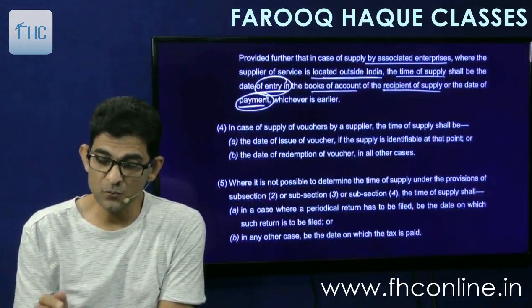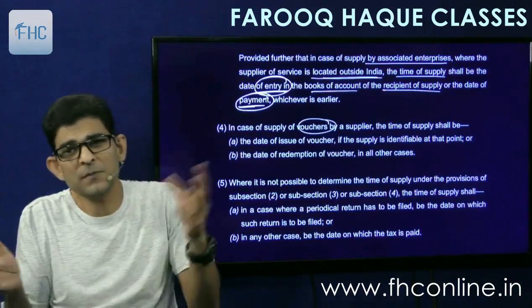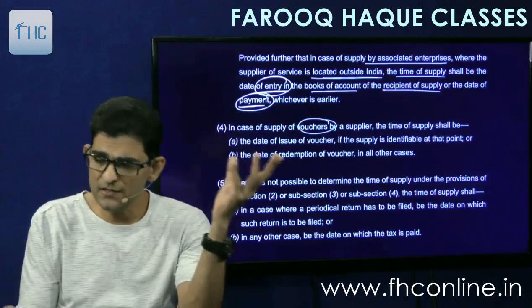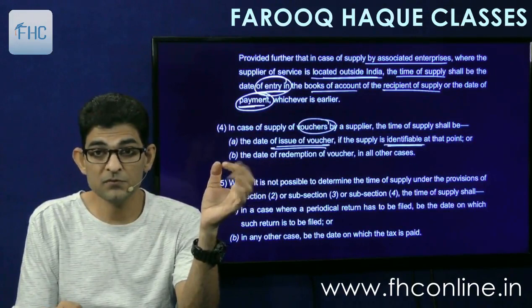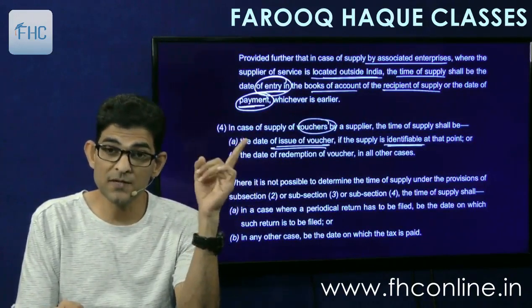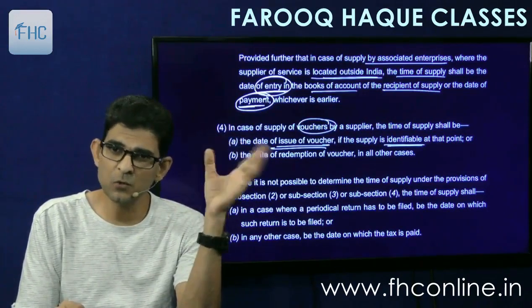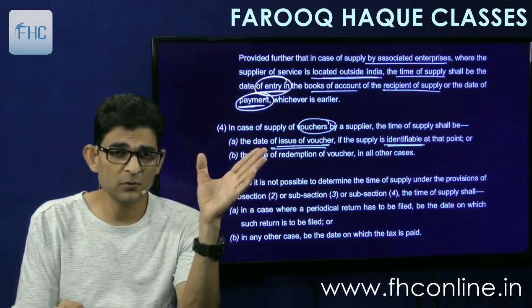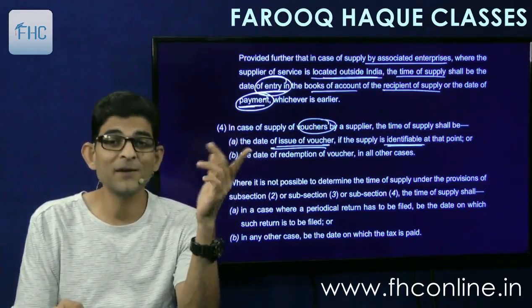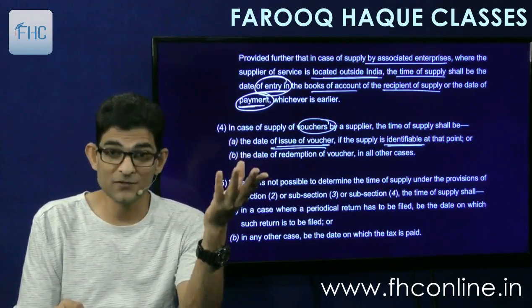Then come back. The next is vouchers. For vouchers it remains the same. If it is identifiable, then issue of voucher, time of supply will be issue of voucher itself. Now this I had explained in much detail. So same logic applies here. Only the examples will change. Now the voucher will not be of a Mercedes-Benz car, but it will be of something in service.